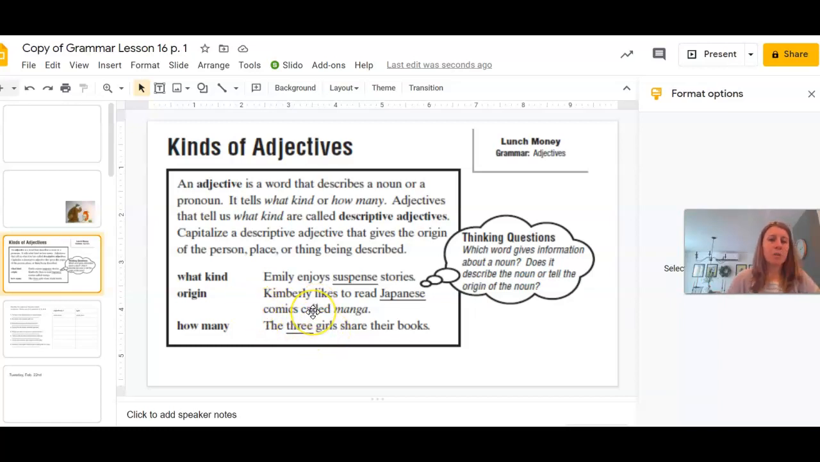Now, when we talk about origin, we are saying that we need a capital letter. So if we are talking about somebody originating from Germany or Japan or a different location, then we do need to capitalize the first letter of the name of that origin. So here's an example. Kimberly likes to read Japanese comics. Japanese needs a capital letter because it's the origin of where the comics were created, the style of the comics. Okay, so the J needs a capital letter.